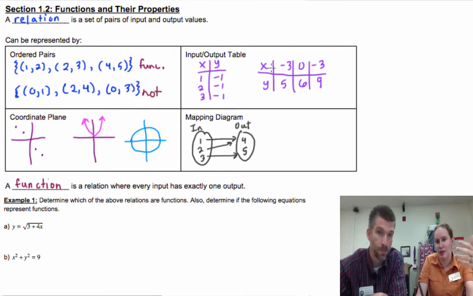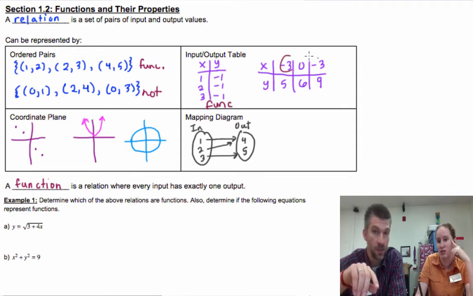For our input and output table, again, we really just care about our x values. All of our x values are different here. It doesn't matter that our y's are the same. That's a function. The other one is not, because -3 gets used more than once.